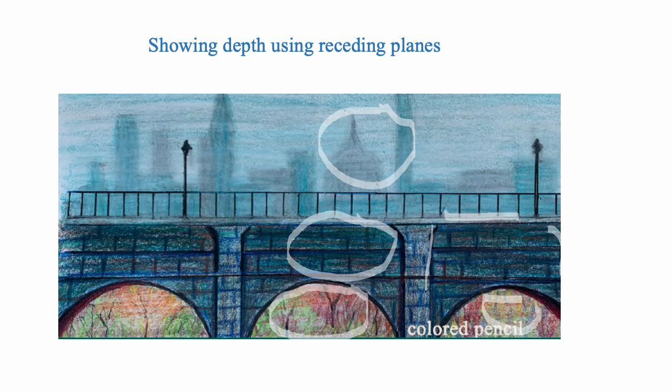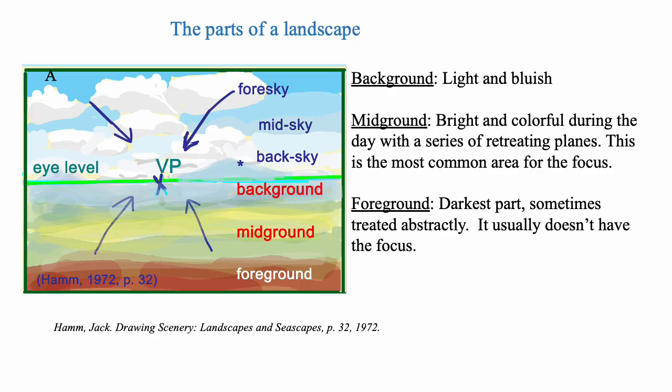And the other way is to use colors where you have some oranges and yellows in front and mainly blues in the background. You can divide a landscape into 3 parts. So the foreground is usually the darkest, sometimes treated abstractly, and usually we don't put the focus there because it may stop the eye movement into the picture.